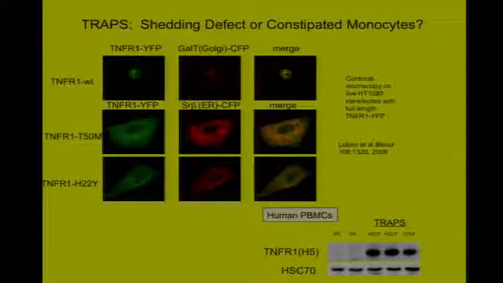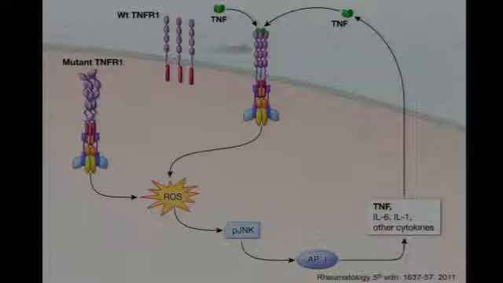So if you compare what happens with wild-type receptors in this transfection system, the green is the receptor, the red is just a marker for the Golgi, and you can see that there is co-localization of the wild type with the Golgi apparatus. But in the case of the mutant receptor, you can see that it just gets stuck in the endoplasmic reticulum. And you can see actually in cells from patients, these are human patients with TRAPS, that there's a retention of TNF receptor intracellularly compared with wild type. What that does is shown here on this slide.